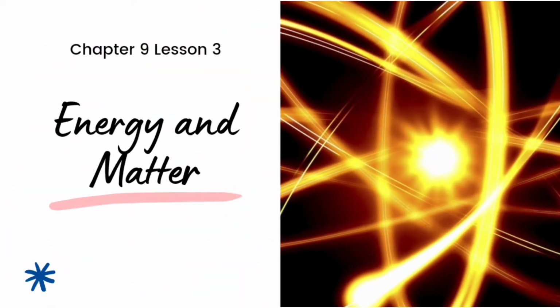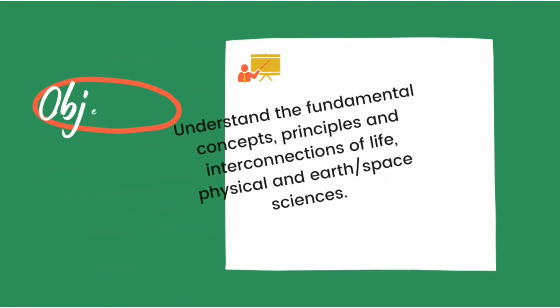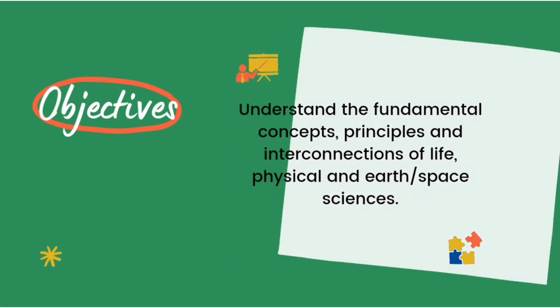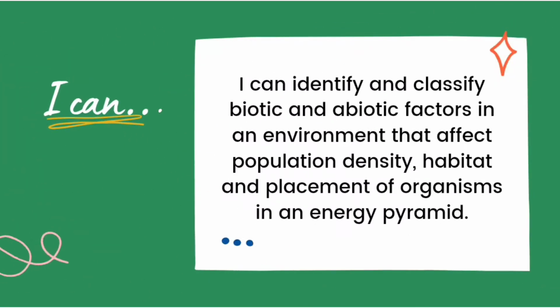This week we're going to be on Chapter 9, Lesson 3, Energy and Matter. The objective for this lesson is to understand the fundamental concepts, principles, and interconnections of life, physical and earth-space sciences. The I can statement: I can identify and classify biotic and abiotic factors in an environment that affect population density, habitat, and placement of organisms in an energy pyramid.